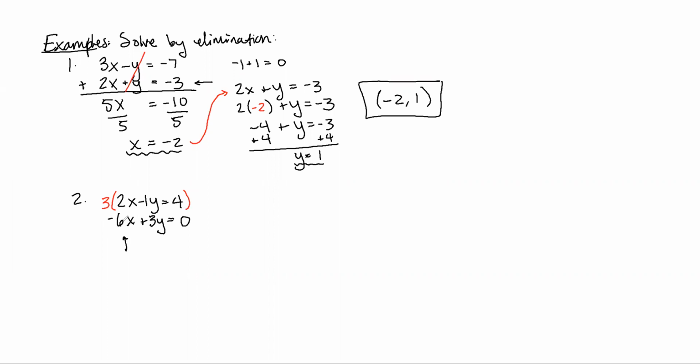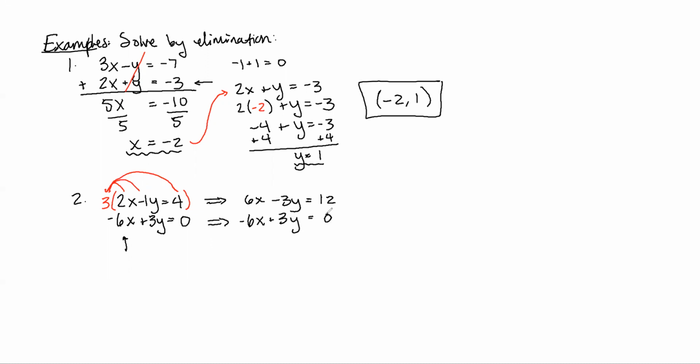Now, one thing to keep in mind here is that you do have to multiply this entire equation by 3, even the right-hand side. So let's go ahead and do that, and I'm going to rewrite both of them over to the right. So 3 times 2x is 6x. 3 times -1 is -3y equals 3 times 4 is 12. Now, if I go ahead and just bring this other equation over, that way I have them lined up nicely.